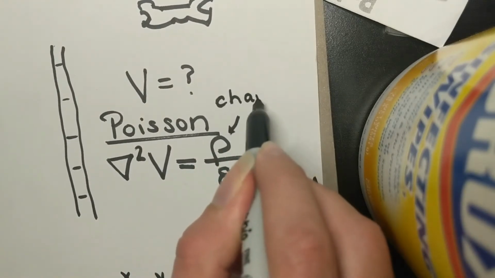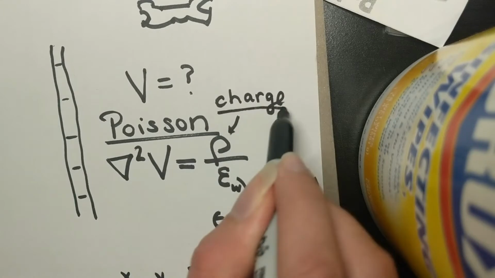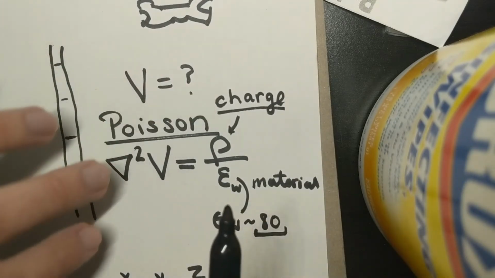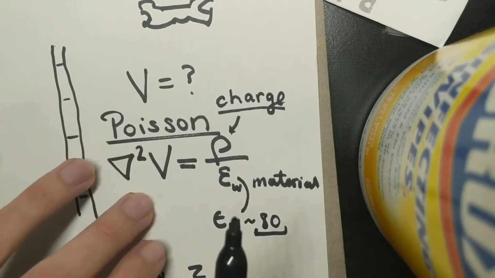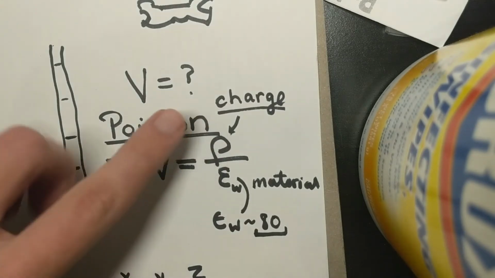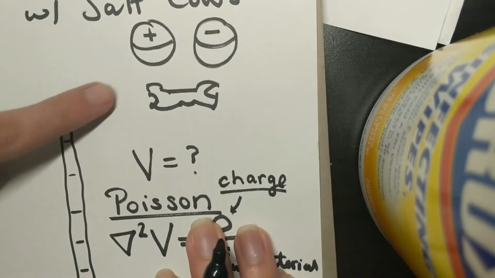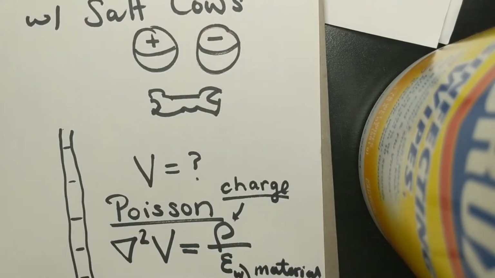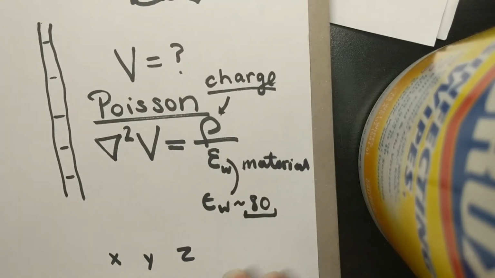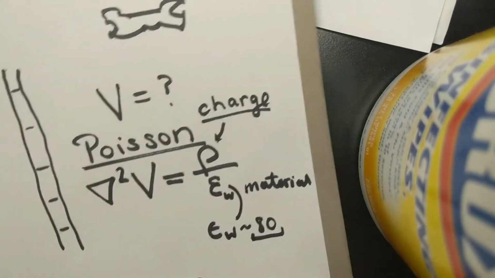That's the charges that are going to create the potential and interact with it. And these charges, where do they come from, you ask? The salt cows. It comes from the salt cows. So we're going to be interested in where these salt cows want to hang out. So if you excuse me, we're going to move to the next page. Very good.